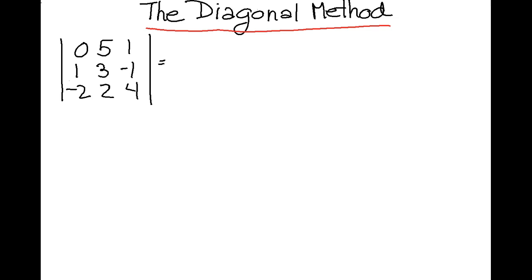I will require you to know both the diagonal method and expansion by minors, because expansion by minors can be used on any size matrix outside of the 2 by 2, which has its own rule on how to calculate the determinant.